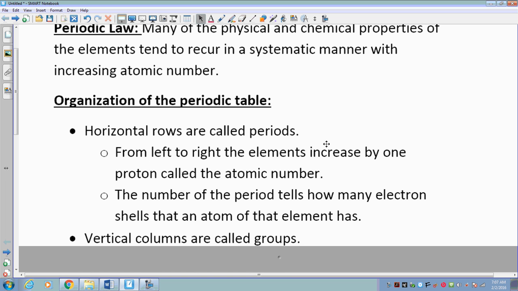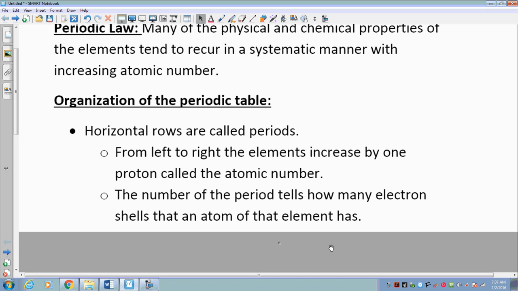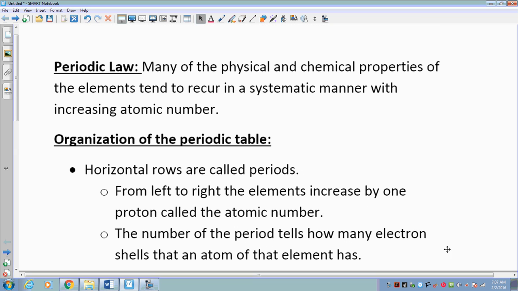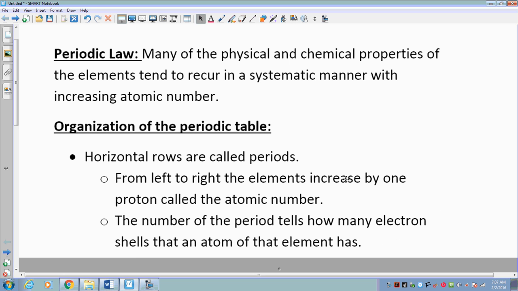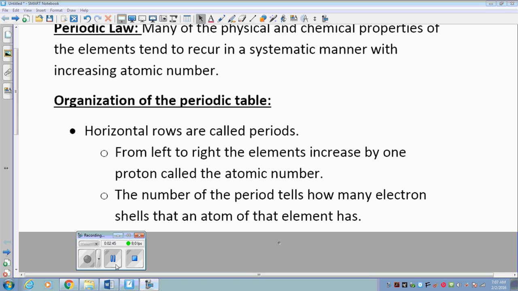From left to right, the elements increase by 1 proton, and that's called the atomic number. That's something we've already talked about. The number of the period will also tell you how many electron shells an element has, so how many energy levels there are for the electrons. If you're wondering what the heck that means, I'll explain that in a minute. So it increases by 1 atomic number, and the period will tell you the electron levels.